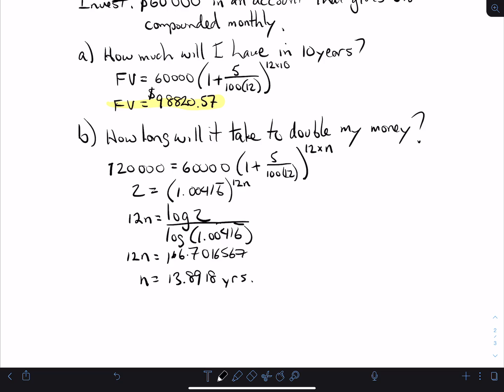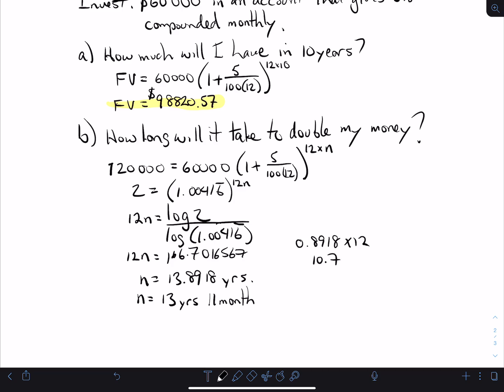That's correct mathematically, but if you want to speak to normal people, that's 13 years and a few months. How many months is 0.8918 of a year? Let's find out by multiplying it by 12, because there's 12 months in a year. 12 times 0.8918 would be 10.7, so let's say 11 months.